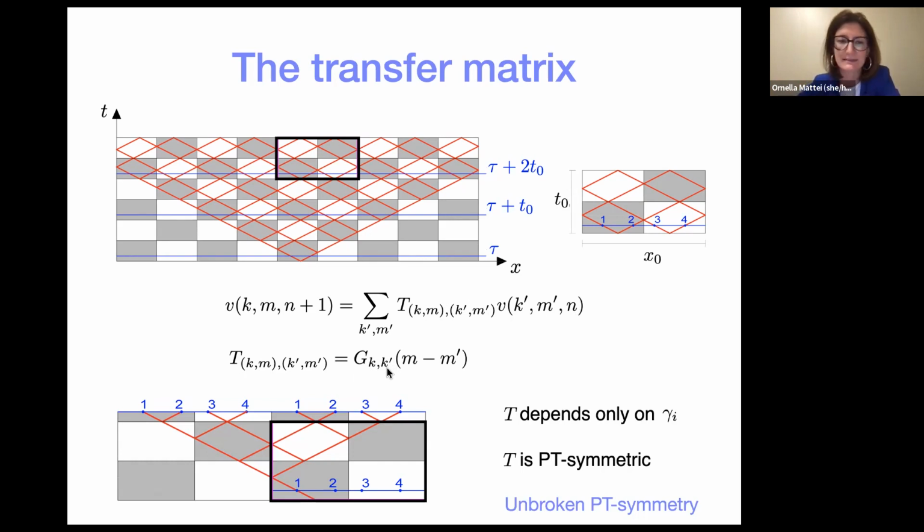So clearly, given that for this problem the two wave impedances are equal to each other, T depends only on the wave speeds. Given that the periodic pattern of characteristic lines is PT-symmetric, you have that the matrix is PT-symmetric.